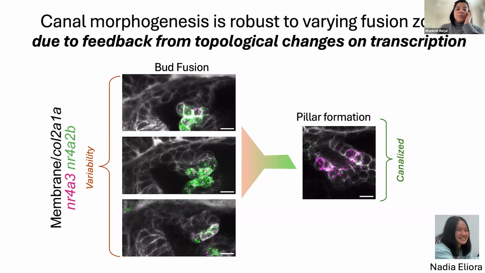But we think that because the expression of this transcription factor is dependent on the contact of these cells, this topological transition, or this formation of new cell-cell connection, is what's canalizing the variability across the many possibilities where the buds can find each other, instead of predetermining a small subset of the population that can fuse to one another.